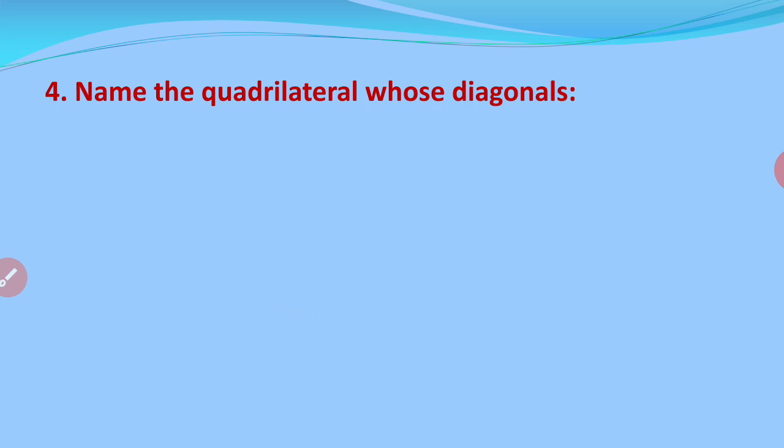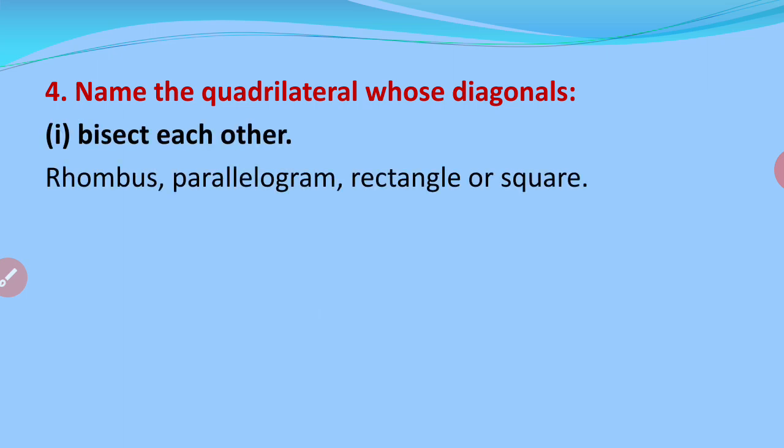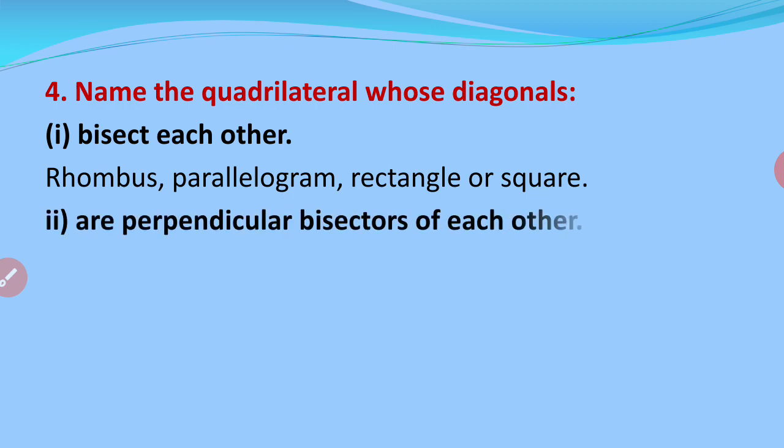Name the quadrilaterals whose diagonals bisect each other. They are the rhombus, parallelogram, rectangle and square. In all four figures, the diagonals are bisecting each other. The diagonals are perpendicular bisectors of each other.